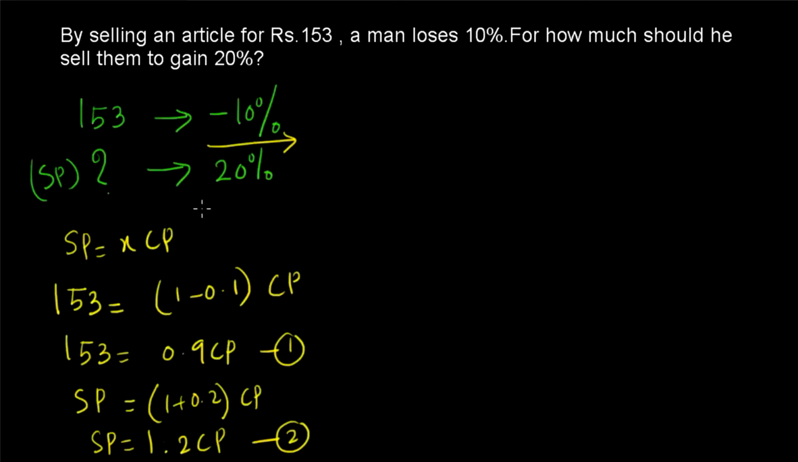Now we are just dividing 1 by 2. So we will be getting 153 by SP is equal to 0.9 by 1.2. CP and CP get cancelled out. So that's the advantage. If you are using this formula, we need not find out CP. We can easily eliminate CP by dividing one equation by another.